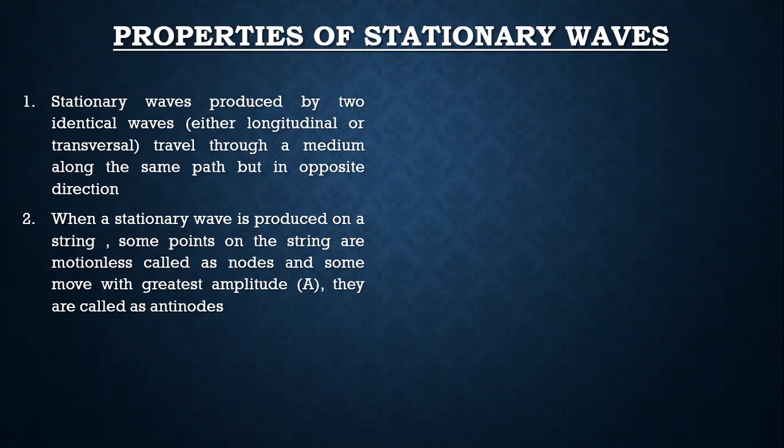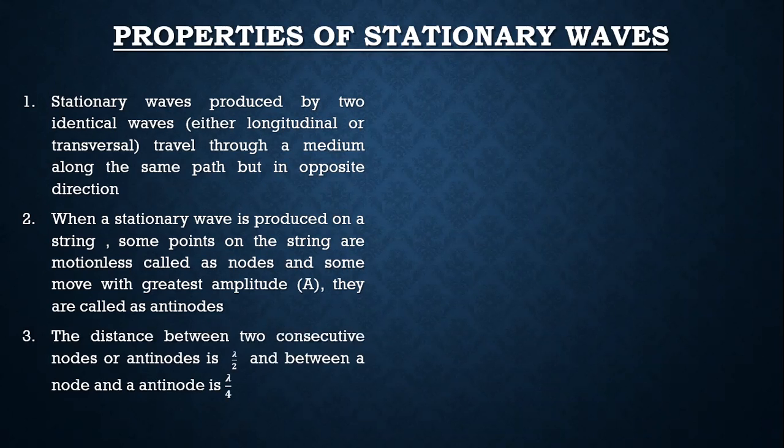Second property is when a stationary wave is produced on a string, some points on the string are motionless, and these points are called nodes, or the point where the particle vibrates with minimum amplitude is the node. And some move with greater amplitude; they are called antinodes, meaning where the particle vibrates with larger amplitude is the antinode. In the last lecture we already saw nodes and antinodes in a diagram.